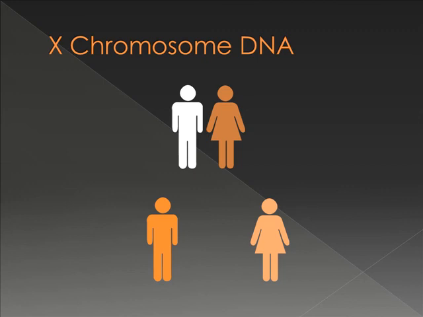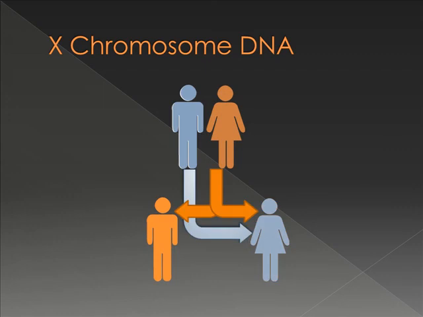X chromosome DNA is passed from mother to children and father to daughter. So how does the X and Y work? Well, the mother can only give off an X, since she only has X's, but the father can give off the X or Y. If the father gives off a Y, the child is a boy. If the father gives off an X, the child is a girl. It's that simple.